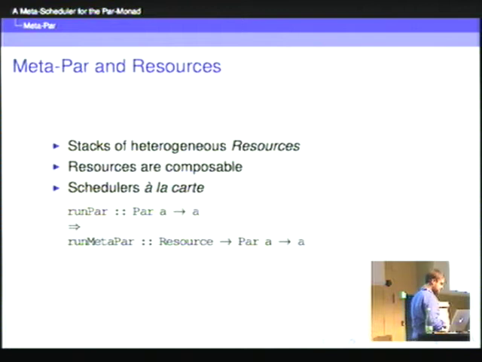So Metapar makes that program possible. It is an extension of the par monad with a parameter that's a heterogeneous stack of resources. This is essentially a representation at runtime of the various execution resources that you have in your system. These resources are composable, so you can take your ordinary CPU scheduler and compose it with something that goes off and drives the GPU when necessary. And we don't have to commit to a particular choice of resource stack until runtime. We just make a new entry point by partially applying the resource that we want.